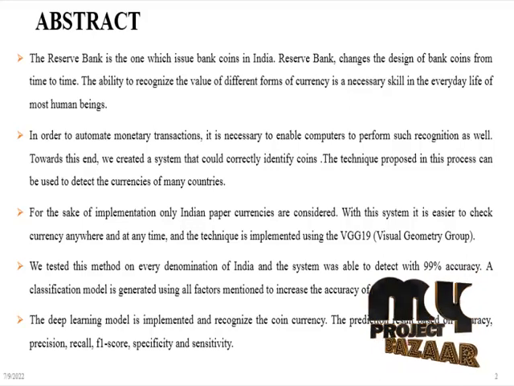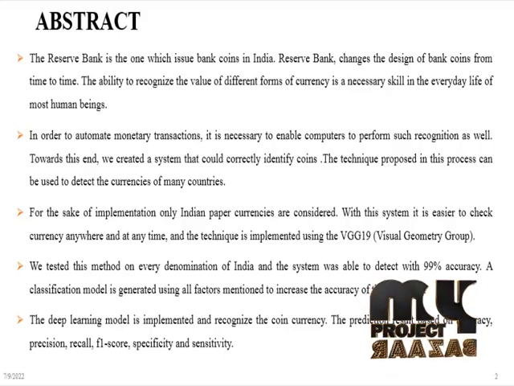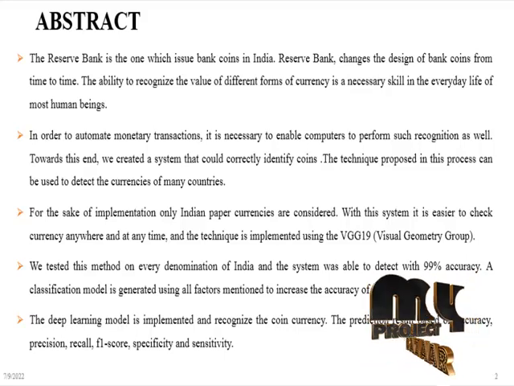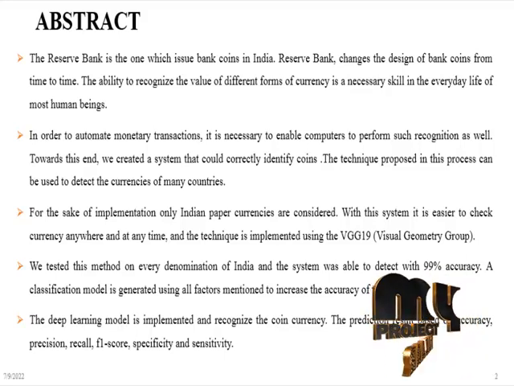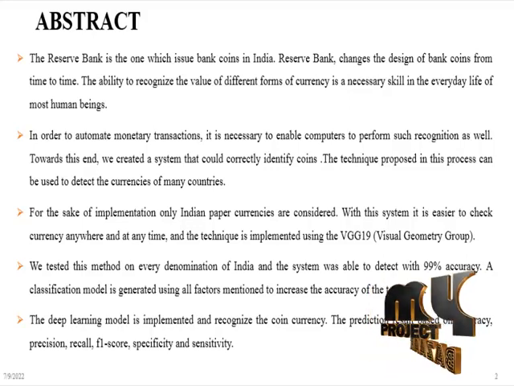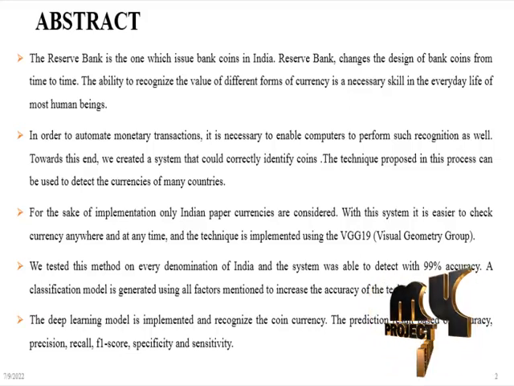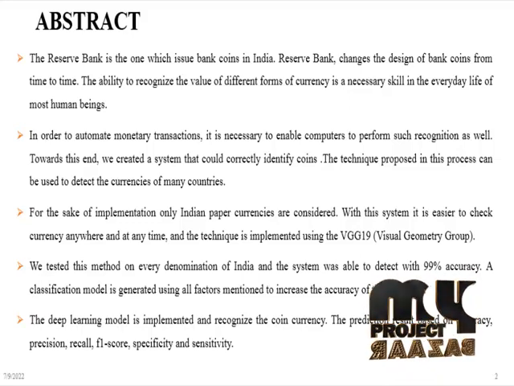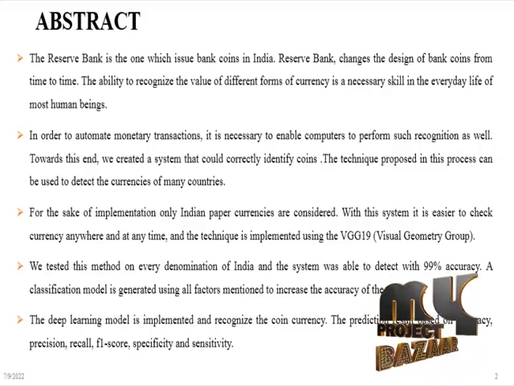With this system, it is easier to check currency anywhere and at any time, and the technique is implemented using the Visual Geometry Group VGG19. We tested this method on every denomination of India and the system was able to detect with 99% accuracy. A classification model is generated using all the factors mentioned to increase the accuracy of the technique. The deep learning model is implemented and recognizes the coin currency. The predicted results are given in the form of metrics like accuracy, precision, recall and F1 score.